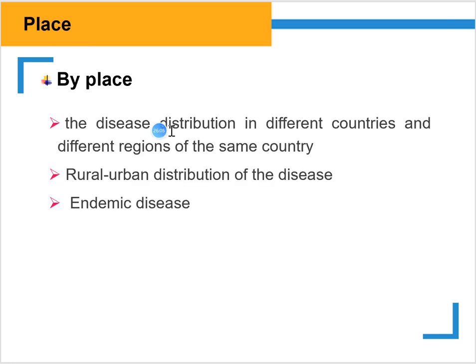Distribution of diseases by place. Place variables include various geographic characteristics. They might be based on administrative areas, such as countries, provinces, cities, towns, or neighborhoods, or might be based on specific geographic characteristics, such as urban and rural areas, mountainous area and plain district, or different latitude or altitude.